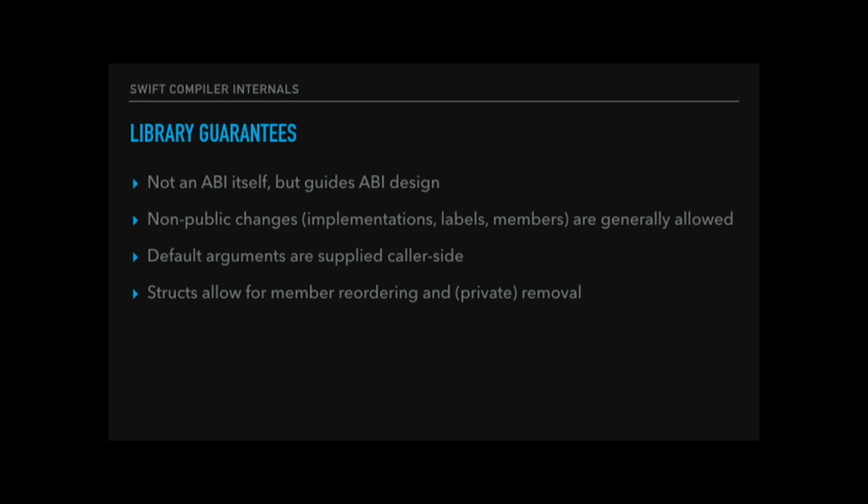Structs allow for member reordering, which was what that data layout segment was about, the investigating all the Swift intermediate language stuff. And it allows for removal of private information. If I remove private stuff from a struct, cool, we're good, it's still ABI compatible. If I remove something public, that's bad, that breaks. All right, those are the library guarantees I'm going to talk about.